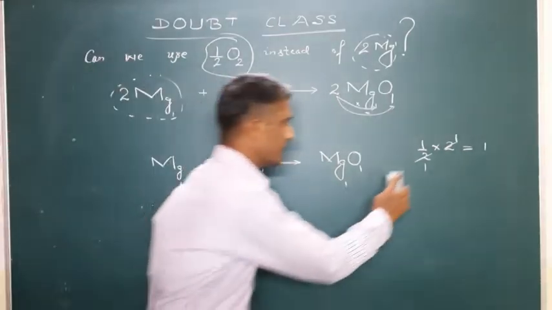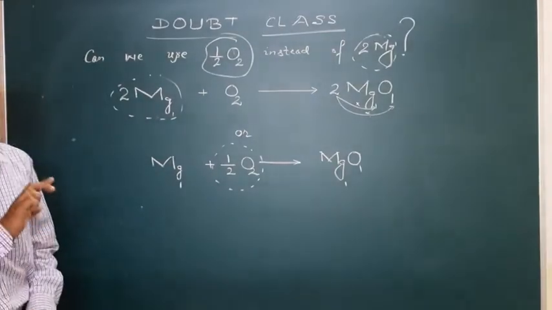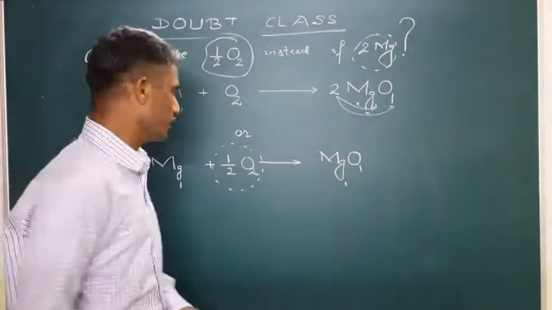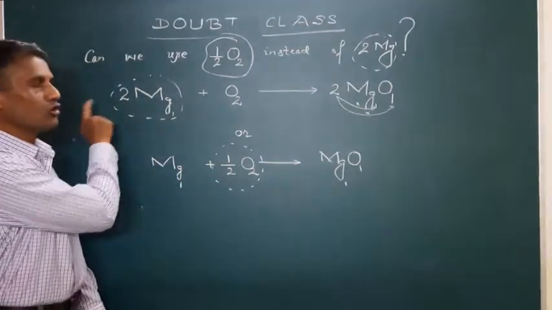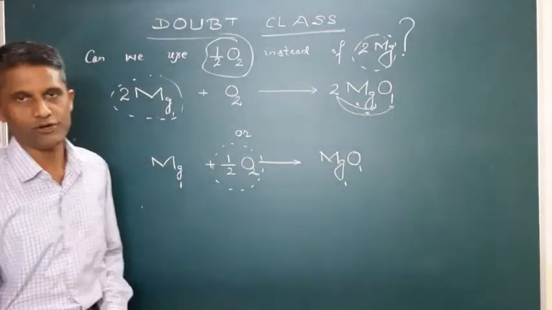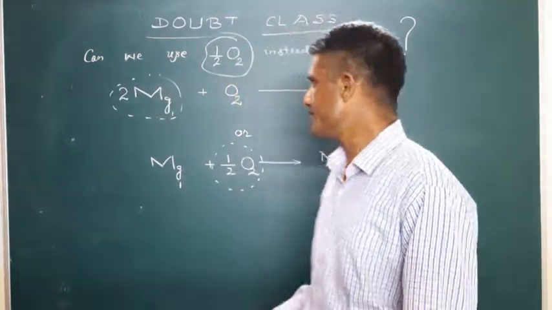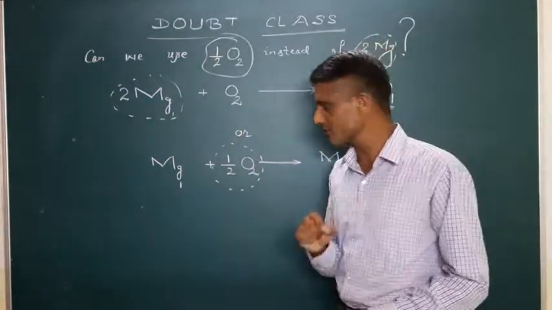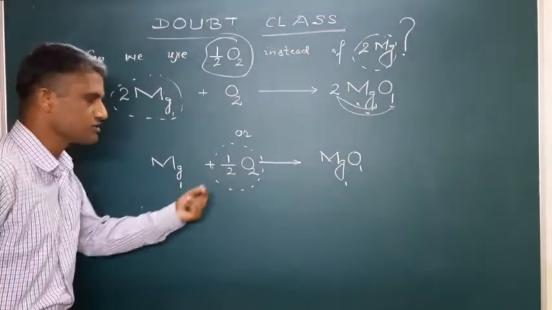So let me tell you very clearly here, we can use the fractional coefficient. There is no problem whatsoever in using the fractional coefficient. These are called fractional coefficients and these are called whole number coefficients. And if you are learning the fundamentals of balancing of a chemical equation, then we should go for whole numbers, because it's essential to get rid of these fractions.